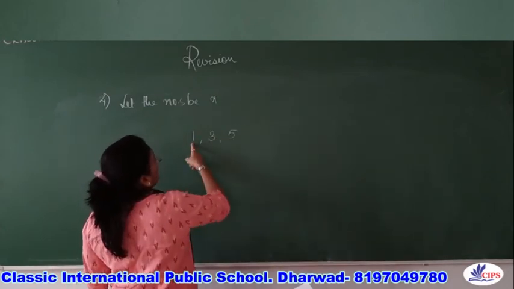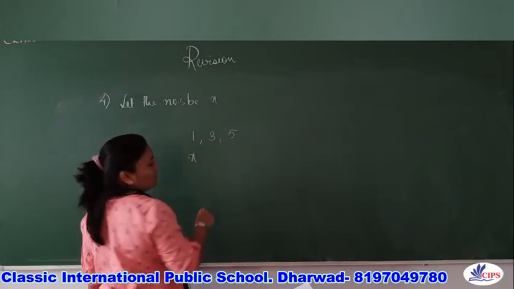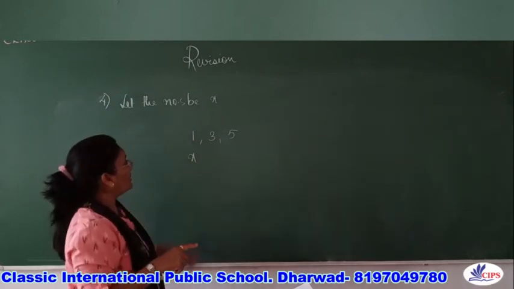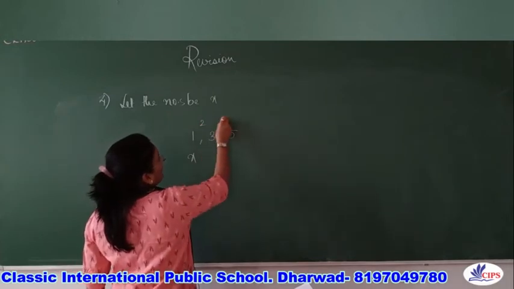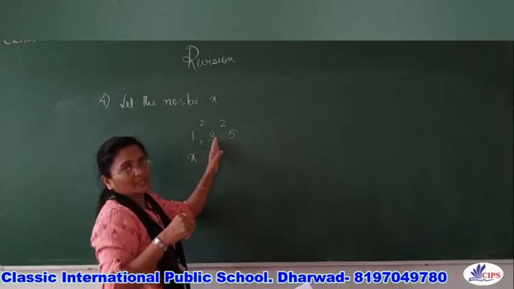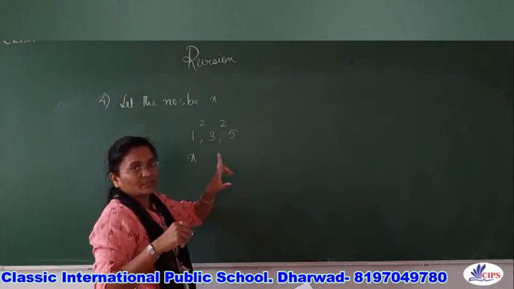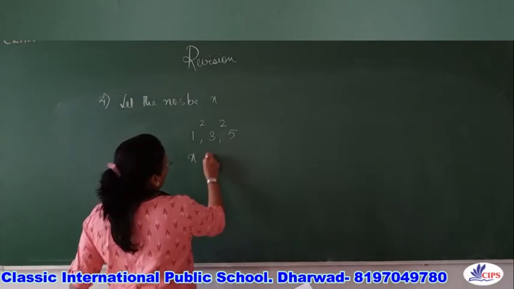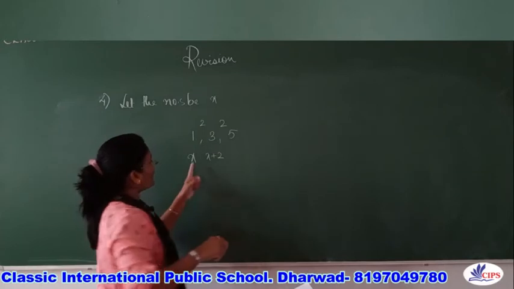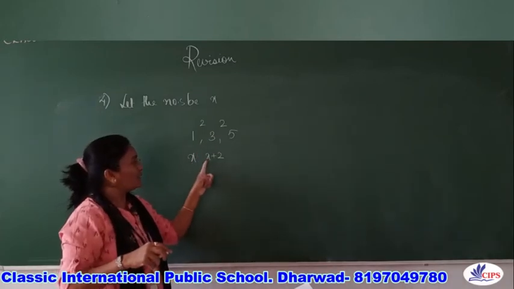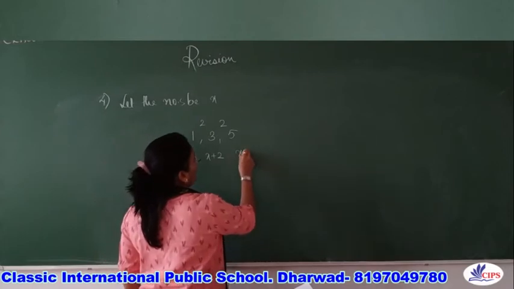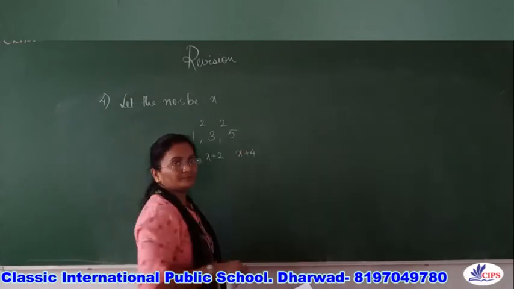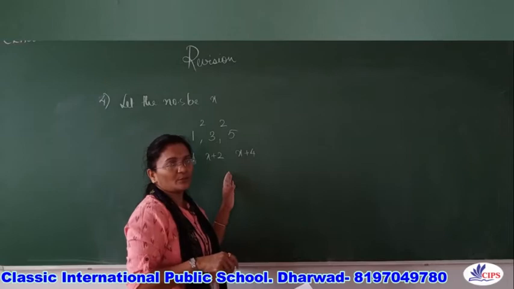Now suppose your x value is 1. What is the difference between them? 3 minus 1 is 2 and 5 minus 3 is 2. The difference between each odd number is 2, isn't it? So the next number will be x plus 2. Suppose your x value is 1, so 1 plus 2 becomes 3. Understood? Next, it will be x plus 4. Understood how to take consecutive numbers?